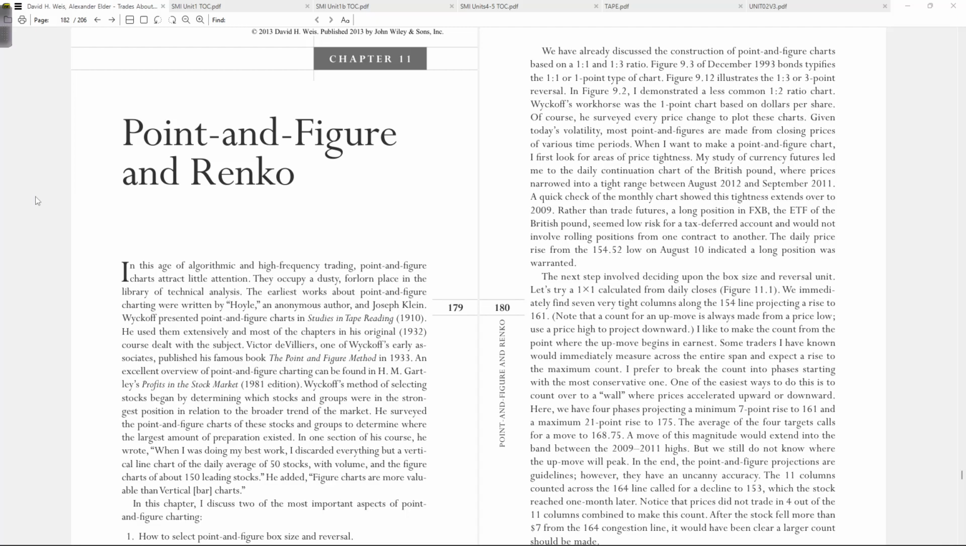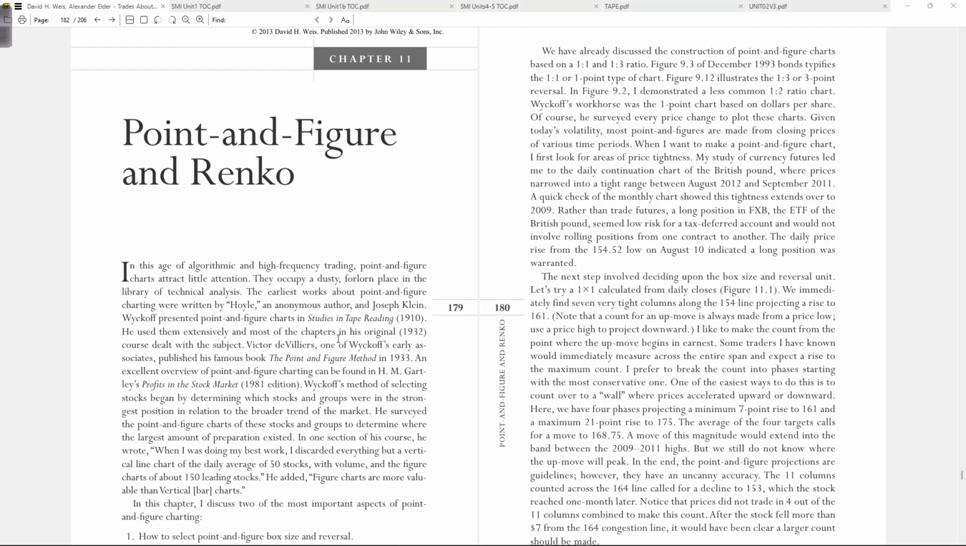In this age of algorithmic and high frequency trading, point and figure charts attract little attention. They occupy a dusty, forlorn place in the library of technical analysis. The earliest works about point and figure charting were written by Hoyle, an anonymous author, and Joseph Klein. Wyckoff presented point and figure charts in Studies in Tape Reading in 1910. He used them extensively, and most of the chapters in his original 1932 course dealt with the subject.